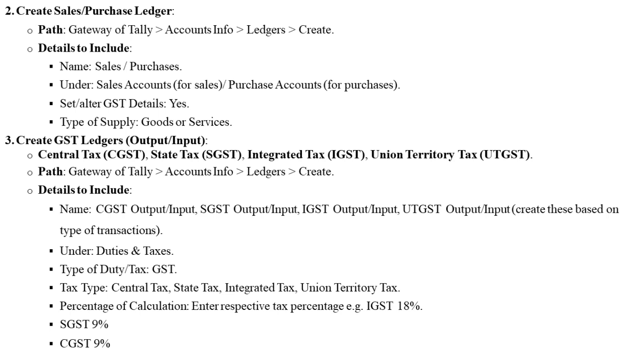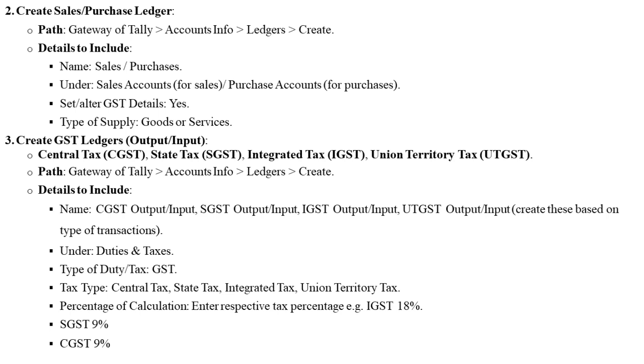3. Create GST ledgers, output, input, central tax, CGST, state tax, SGST, integrated tax, IGST, union territory tax, UTGST. Path, gateway of Tally, accounts info, ledgers, create. Details to include name, CGST output, input, SGST output, input, IGST output, input, UTGST output, input. Create these based on type of transactions. Under, duties and taxes.